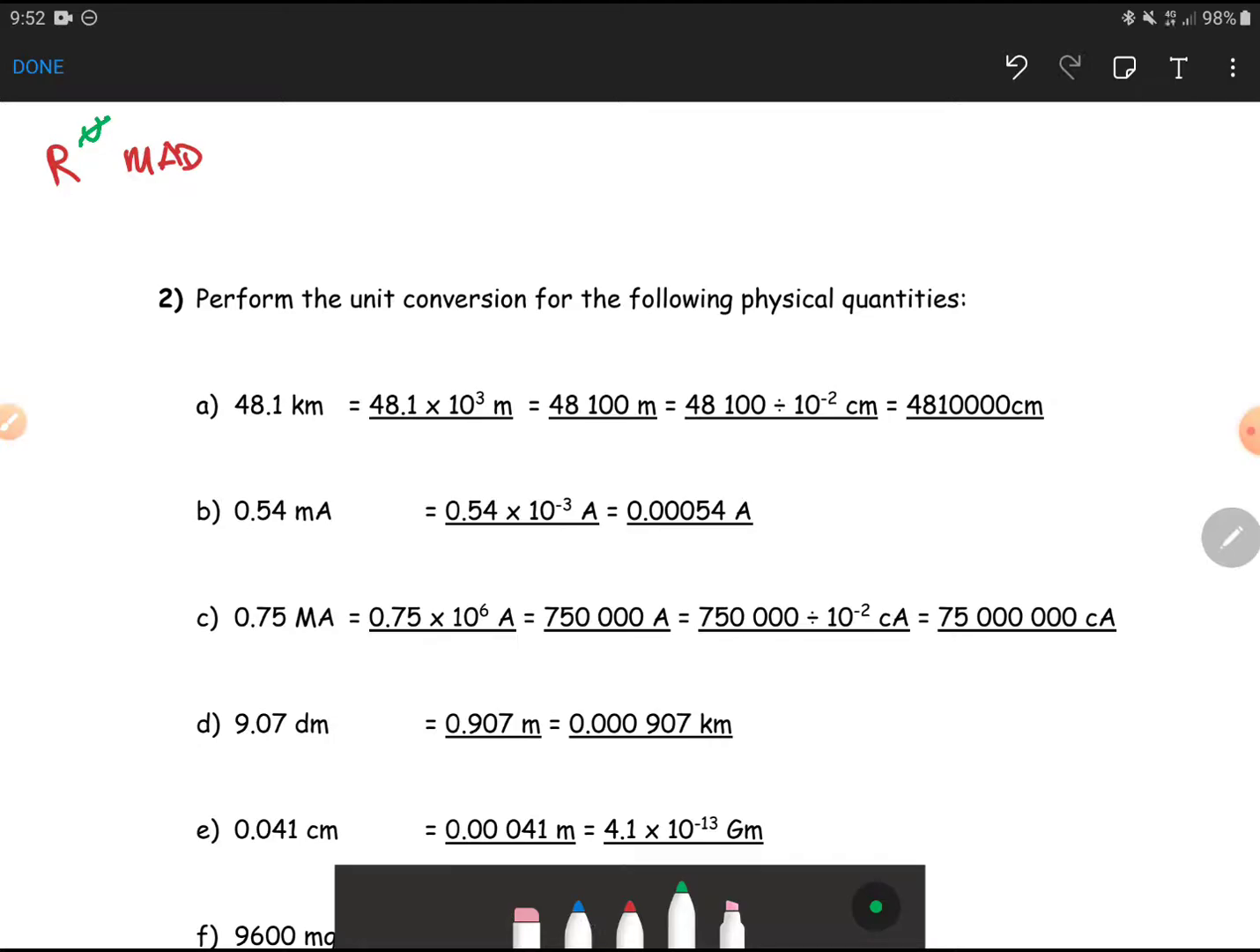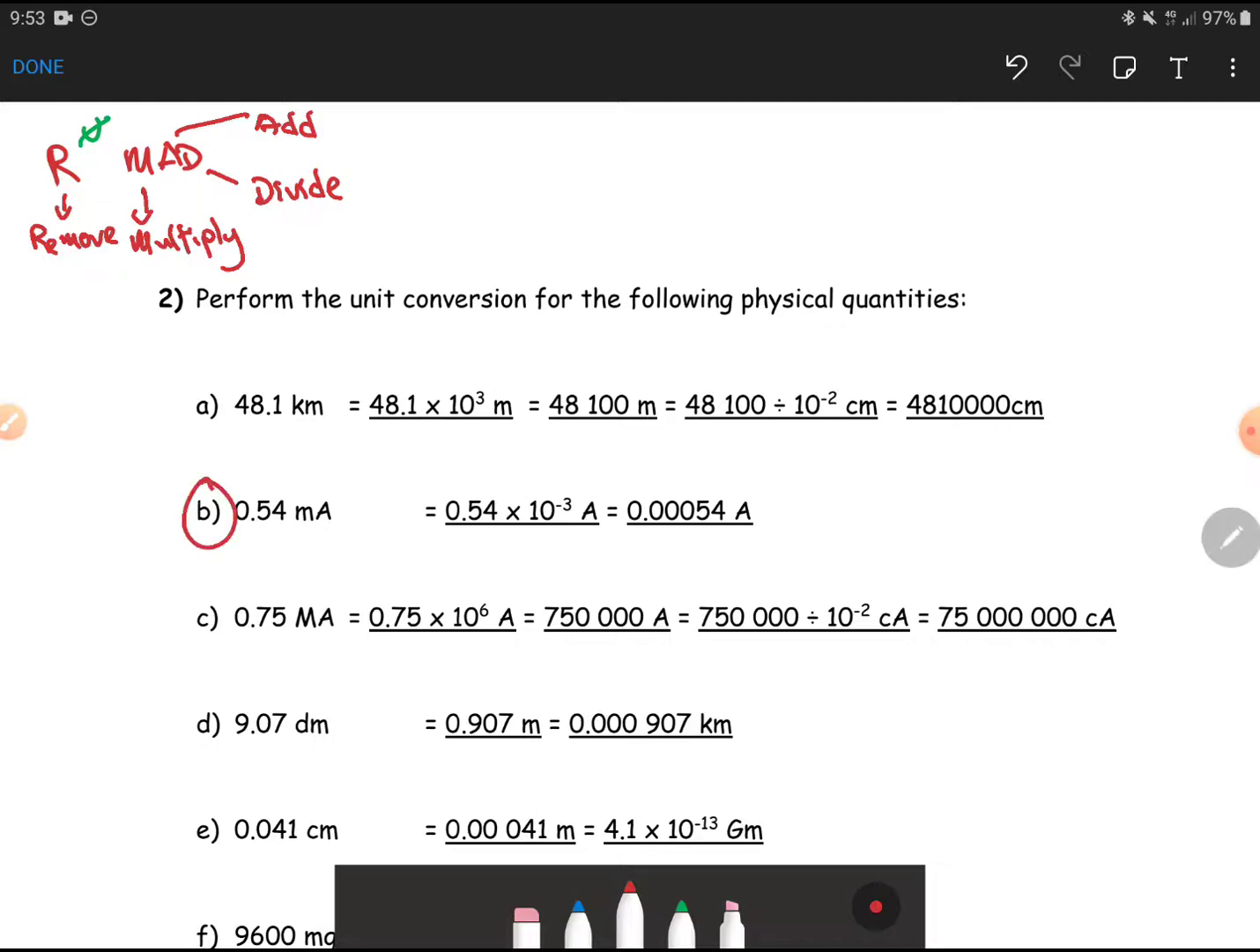Now, what this RMAD stands for, it stands for if you are removing a prefix, when you remove a prefix, you will have to multiply, all right? Multiply by the value of that prefix. And if you are adding a prefix, then you will have to divide by the value of that prefix. All right, so let's do a very simple example first. Let's look at question B first, yeah?